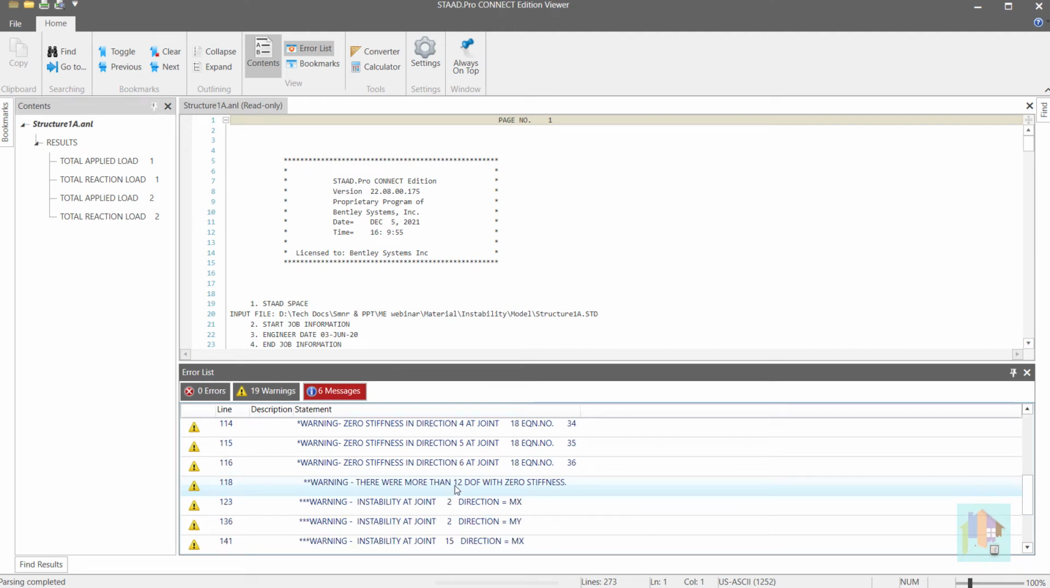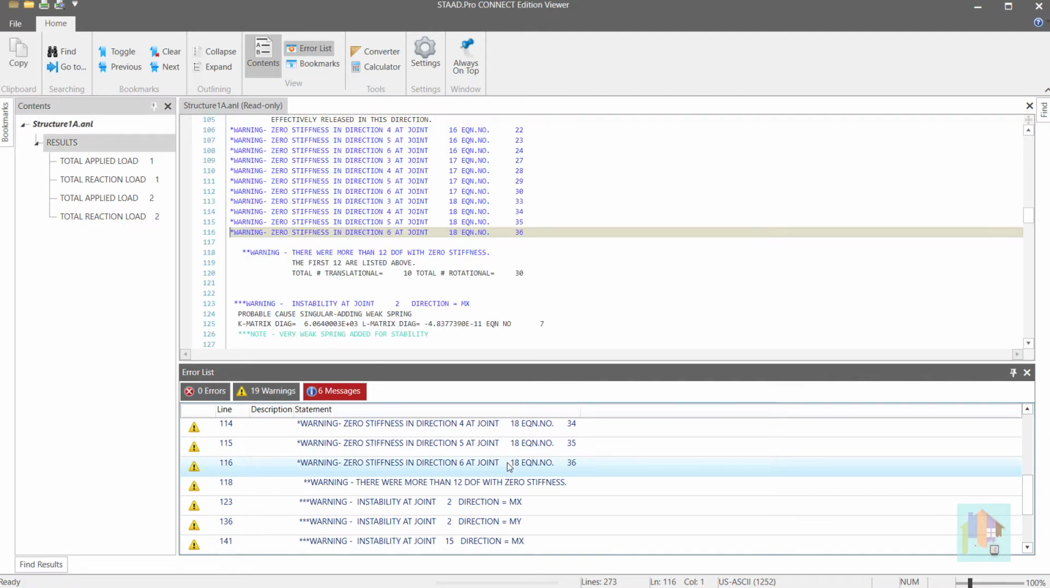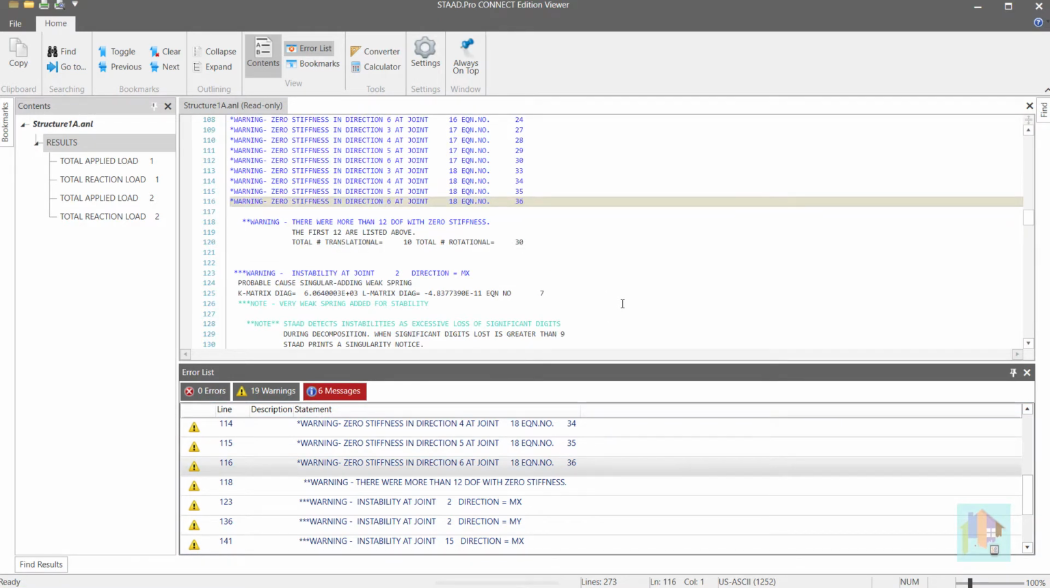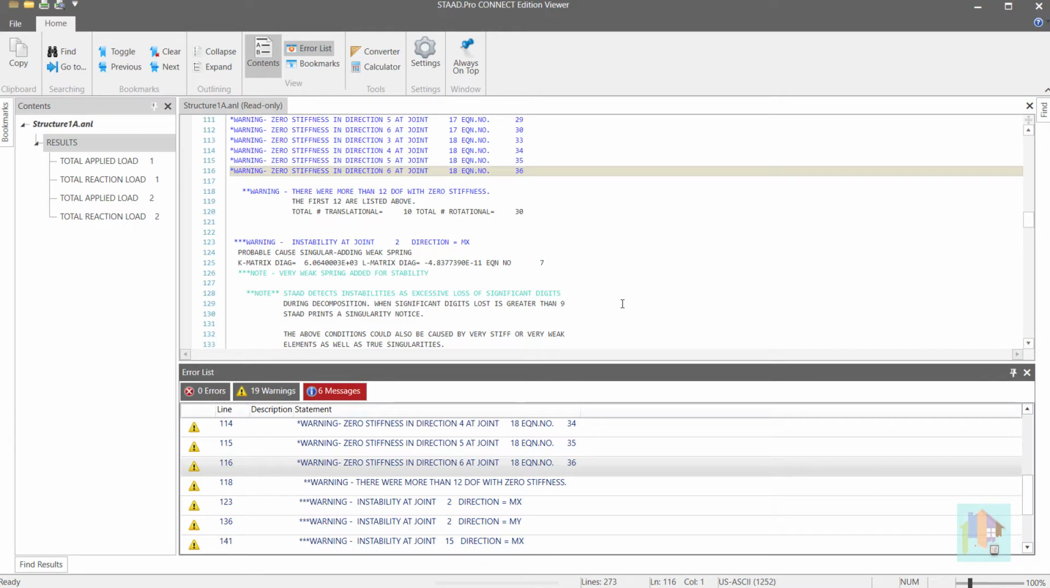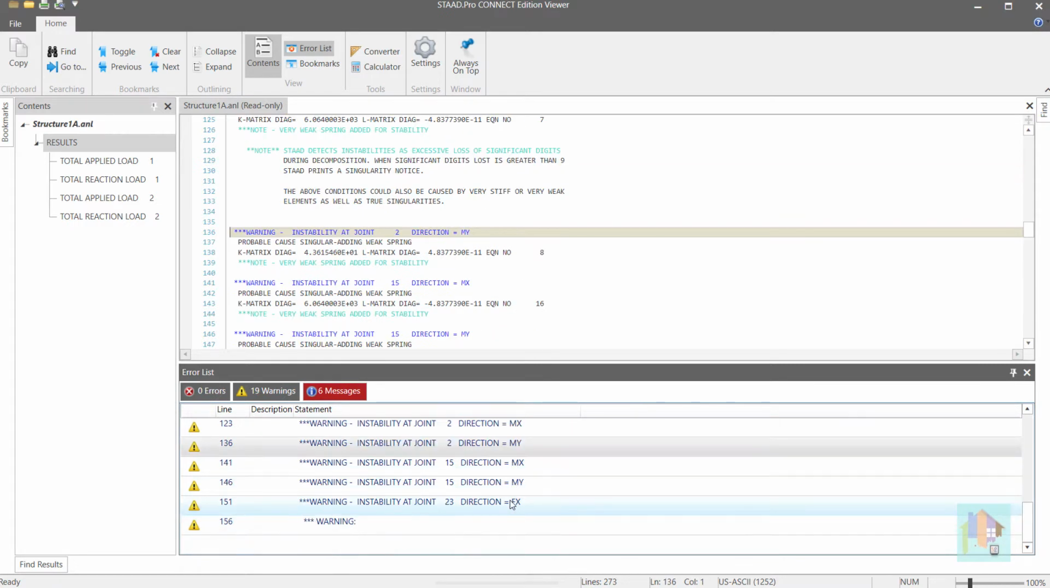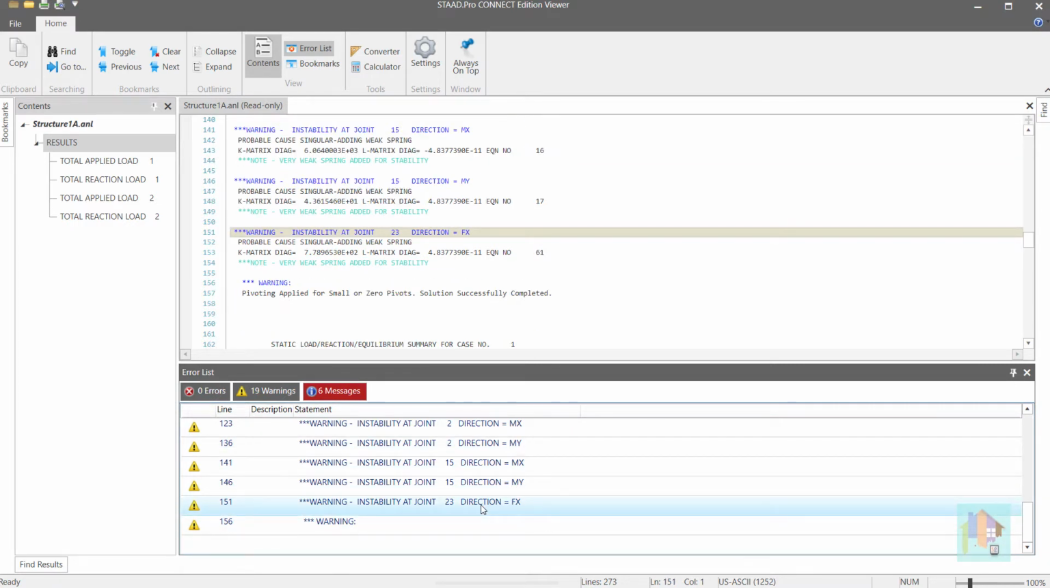Have you ever noticed these warnings in your model and wondered what might be the problem or how to rectify this? Well, you are not alone. This is a very common issue with any structural model, and in some specific cases, this might be fatal for structural stability. Do you know how to identify and rectify these instability problems?